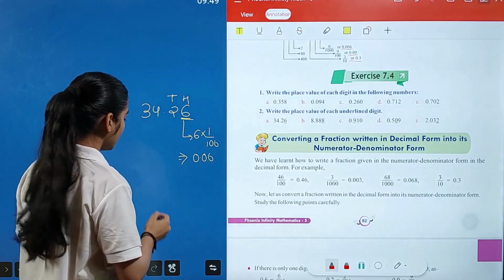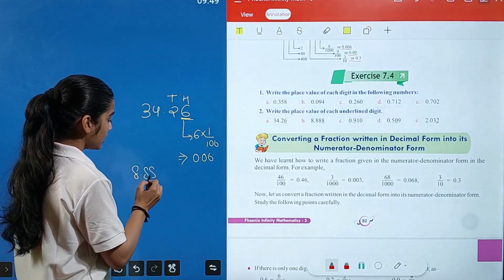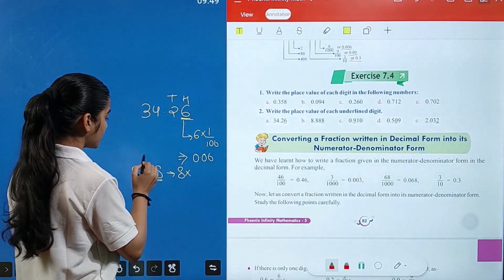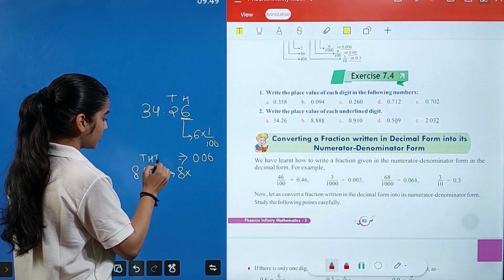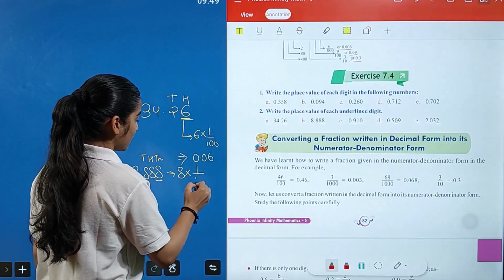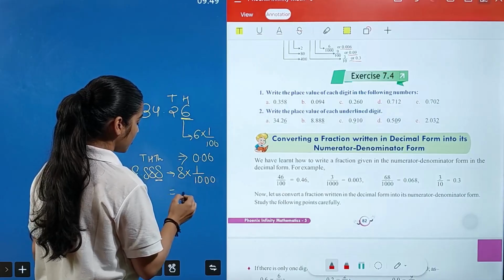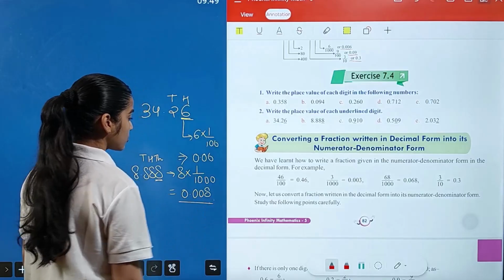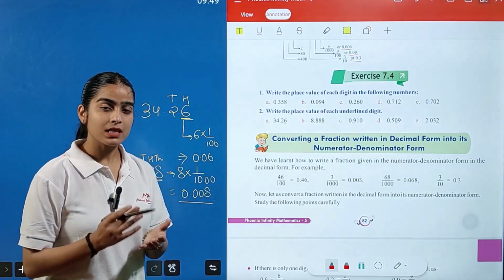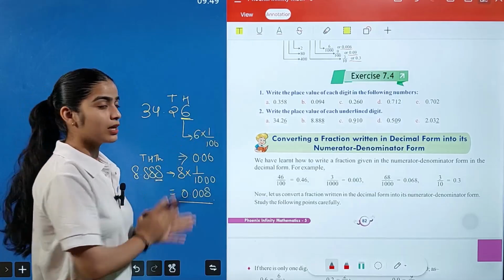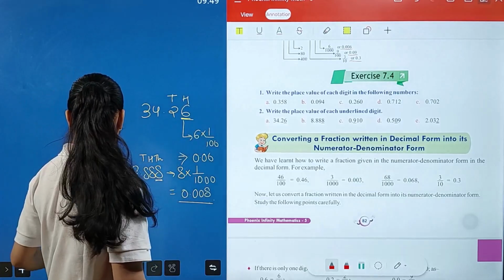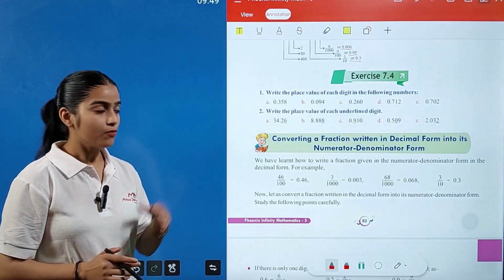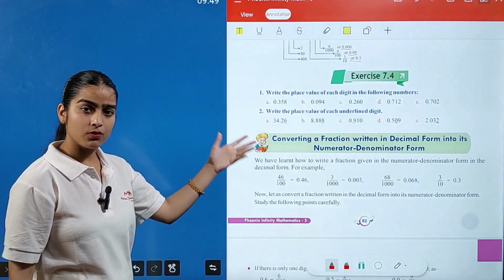0.06. In the next question, we have 8.888. So 8 multiplied by, because this is tenths, hundredths and thousandths, 8 multiplied by 1 upon 1000, your answer will be 0.008. Students, you have to repeat the same process here, and you can get your answer for the rest of the questions. Repeat the same process as I do for the rest of the parts in question number 2, and you will get your answer.